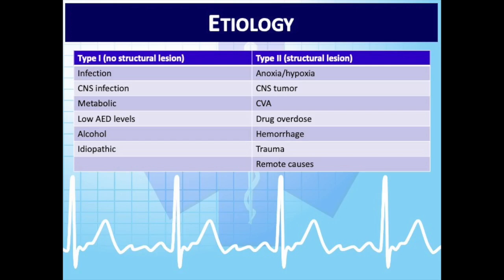And this table sort of highlights that. So type 1, they have no structural lesion causing the epilepsy, but there is something going on, infection-wise, alcohol withdrawal, or unknown cause. Type 2, this could be anywhere from a CNS tumor, CVA, drug overdose, a bleed somewhere, or a trauma that's actually causing it.